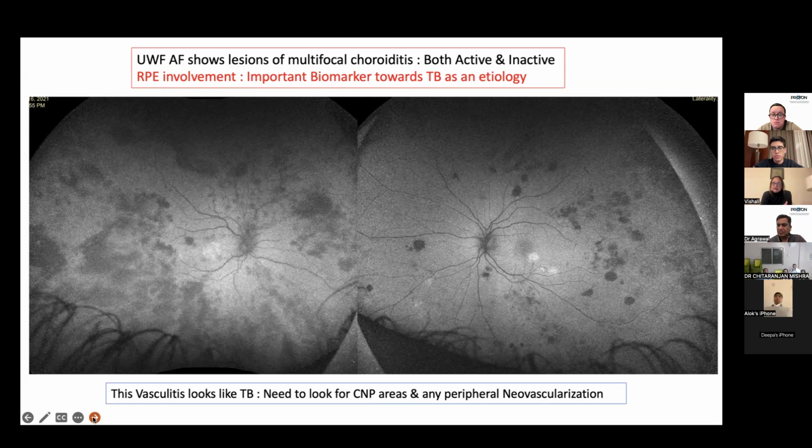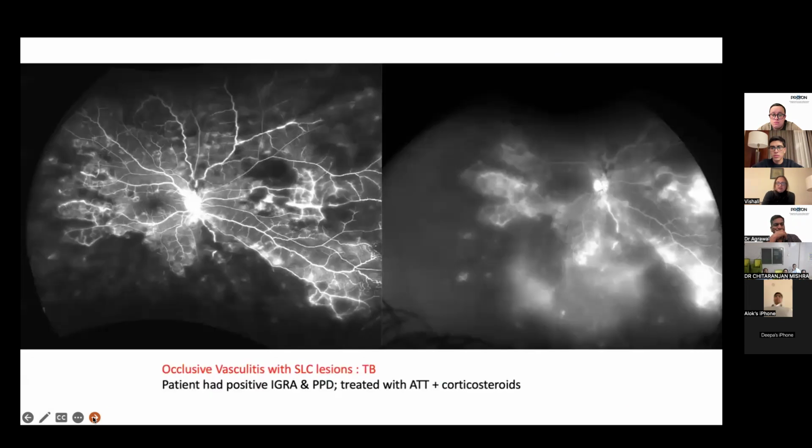So the next step: if I'm thinking of TB and it looks occlusive to me, I need to document any areas of capillary non-perfusion and if there is any new vascularization. And there you go. Ultra-wide field fluorescein angiography clearly shows you that the periphery has extensive areas of capillary non-perfusion. This is the angiogram of the right eye. You can see there is NVD, as well as the periphery is non-perfused, and something similar was in the left eye.